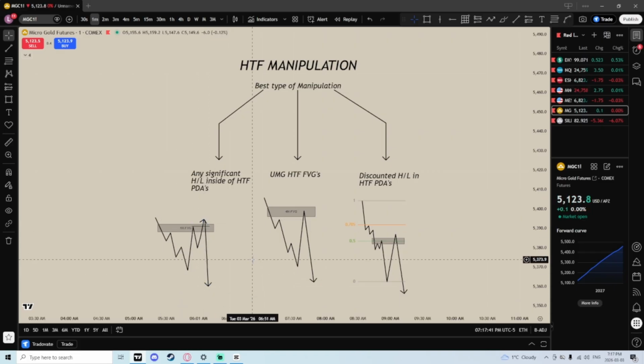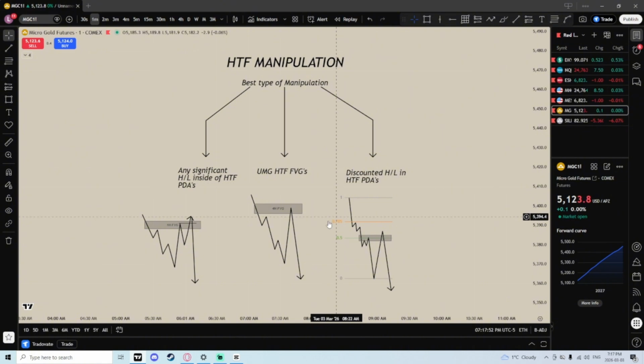The next one is unmitigated higher time frame fair value gaps, or PD arrays. And in this case, we had an unmitigated 4 hour up here, come up, manipulation, then distribute lower. The last one is my favorite, if not everybody's favorite, and it is discounted higher lows in higher time frame PDAs. So the discount is from our range high to our range low. It is that 50% mark of that range. And if we have a high inside of a higher time frame PDA that we manipulate, that is bread and butter, and it will distribute almost every single time.